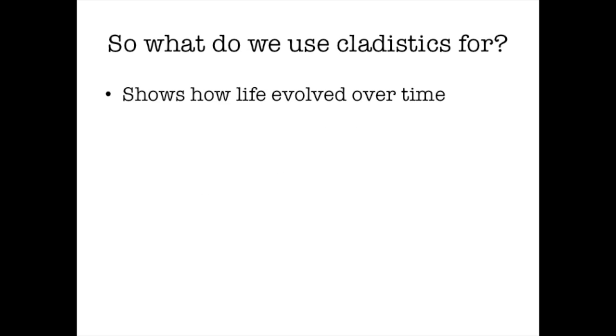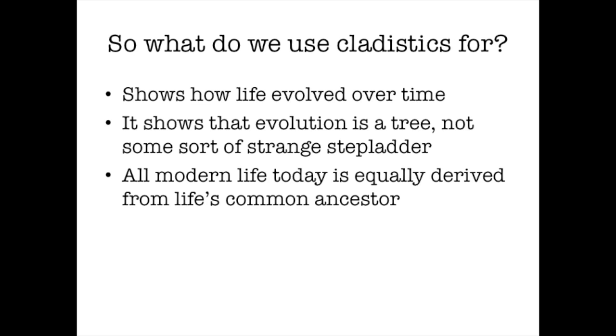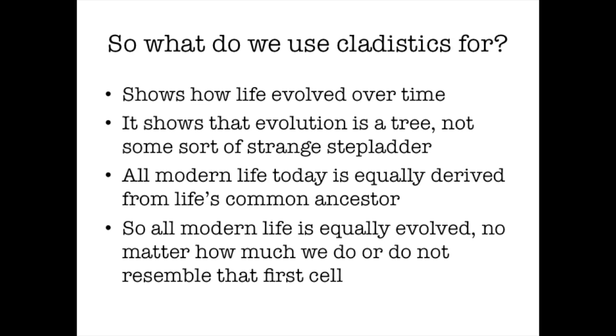So we use cladistics to show how life has evolved over time. It shows that evolution is a tree, not some sort of strange stepladder. All modern life is equally derived from life's common ancestors, so all modern life is equally evolved, no matter how much we do or do not resemble that first cell.